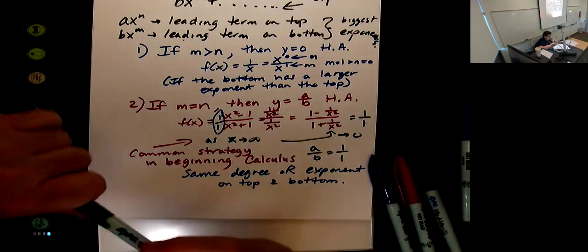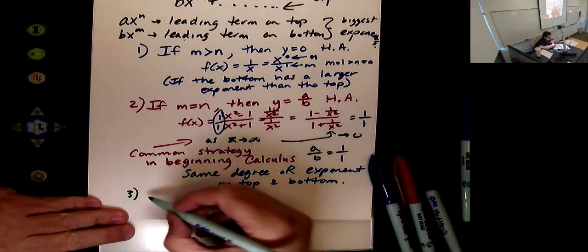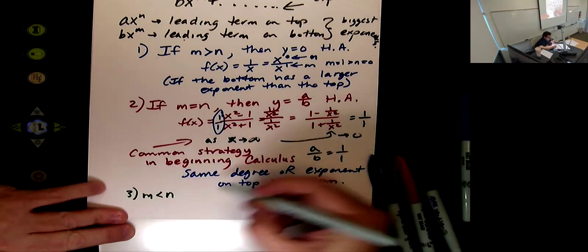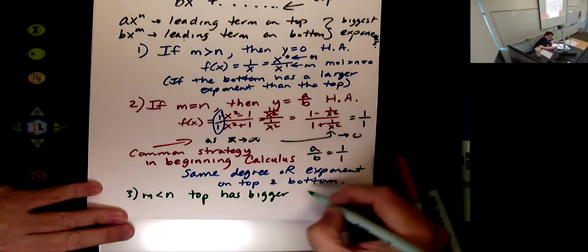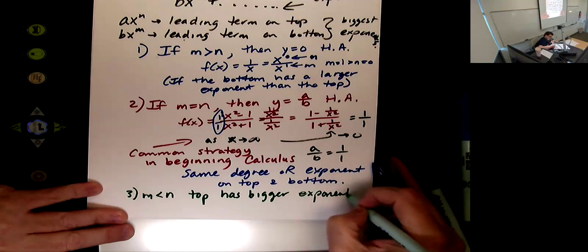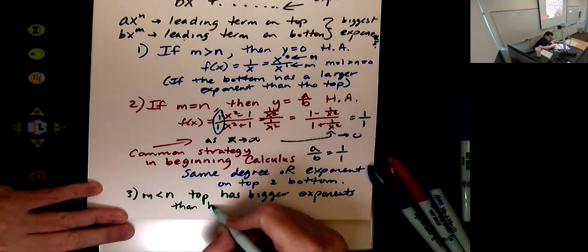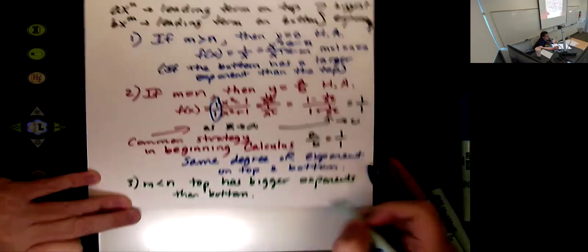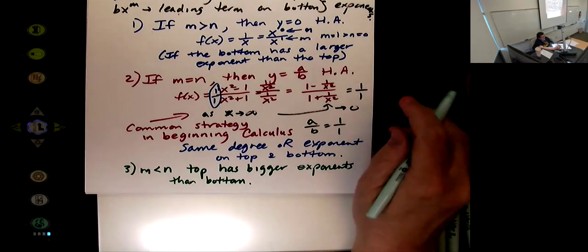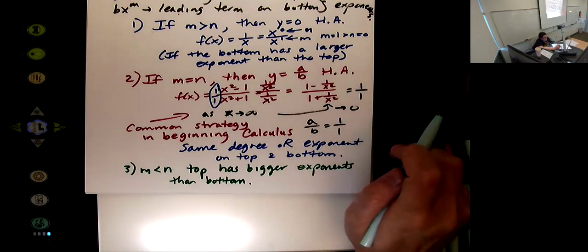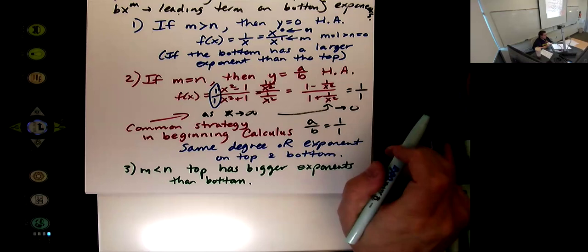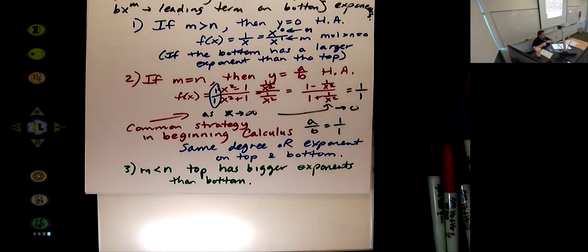Option 3. M is less than N, so the top has bigger exponents than the bottom. John Blakely's textbook does not cover this, but your homework will have it. So we'll do that section last. We were doing examples of this in 335. We actually jumped to the last chapter in the last class.